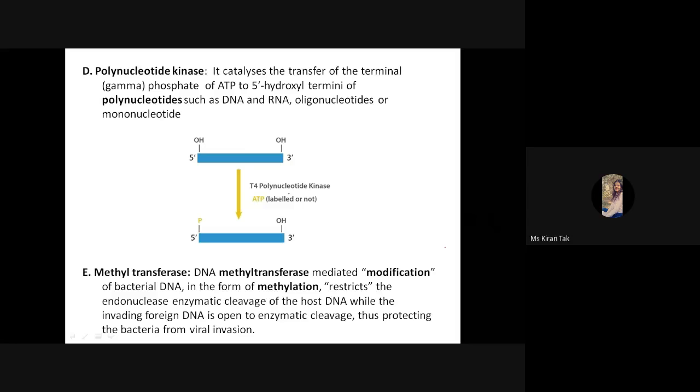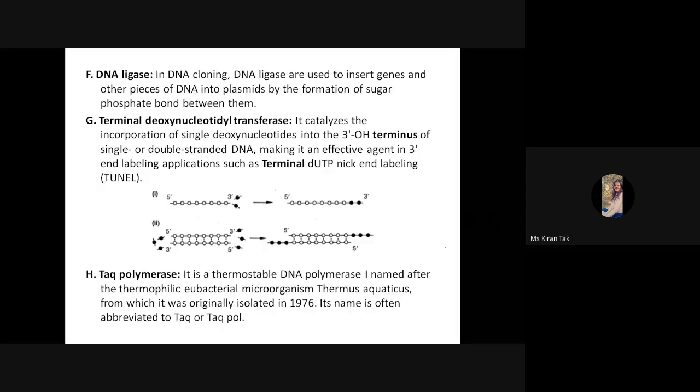The next is methyl transferase. DNA methyl transferase mediated modification of the bacterial DNA restricts the endonuclease enzymatic cleavage of the host DNA, while the invading foreign DNA is open to enzymatic cleavage. Then the ligase enzyme. As we have already discussed, DNA ligases are used to ligate the two DNAs, that is the gene of interest and the vector.